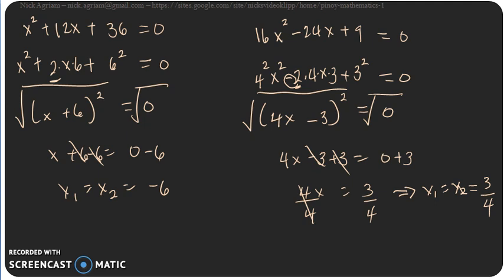That's it when it is a perfect square trinomial. And then general trinomial by factoring, we will do that later in my next video.